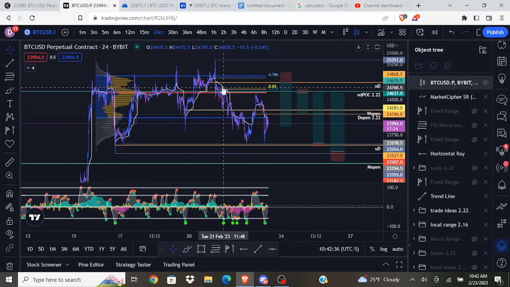Right now, I am still short from right up here. My entry is above this golden pocket, stop loss at entry. I'm also short from right here, same thing, stop loss at entry.